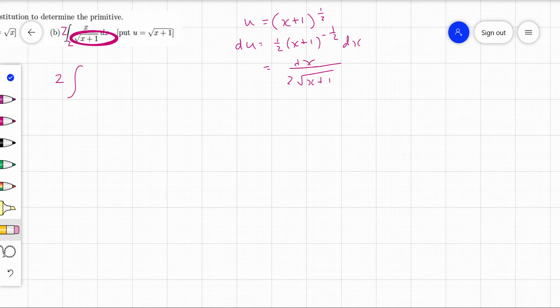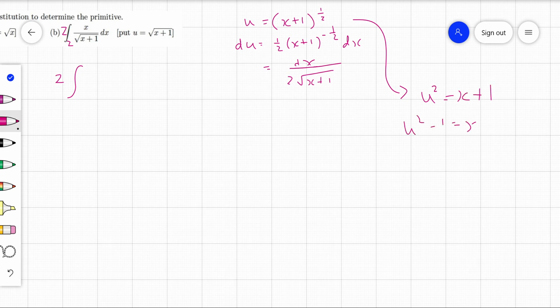Now you can't see it, so I'll just get rid of, why is that not disappearing? There we go. All right, so yeah, so that part just becomes du. So really we've just got an x left. So we really need to make x the subject. So let's go back to this. If we square both sides, we get x plus 1. If we make x the subject, we've got u squared minus 1. So we're going to change that to u squared minus 1, and the rest equals du.